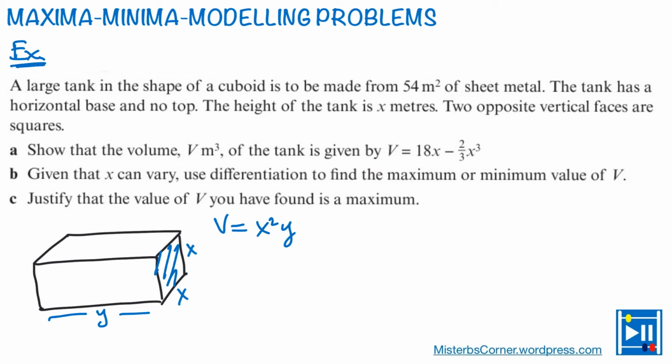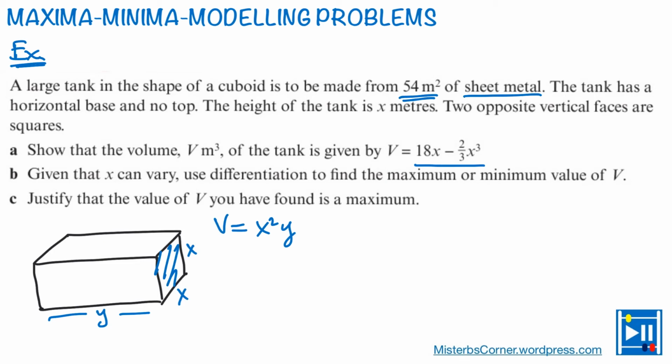Now my problem is I need the volume in one variable. As you can see, it is given in terms of x only. So I have to figure out y in terms of x so that I can substitute it here. So I know that this cuboid is made up of 54 meters squared of sheet of metal. So this is the surface area of the tank. Okay, so let me calculate the surface area of this tank.